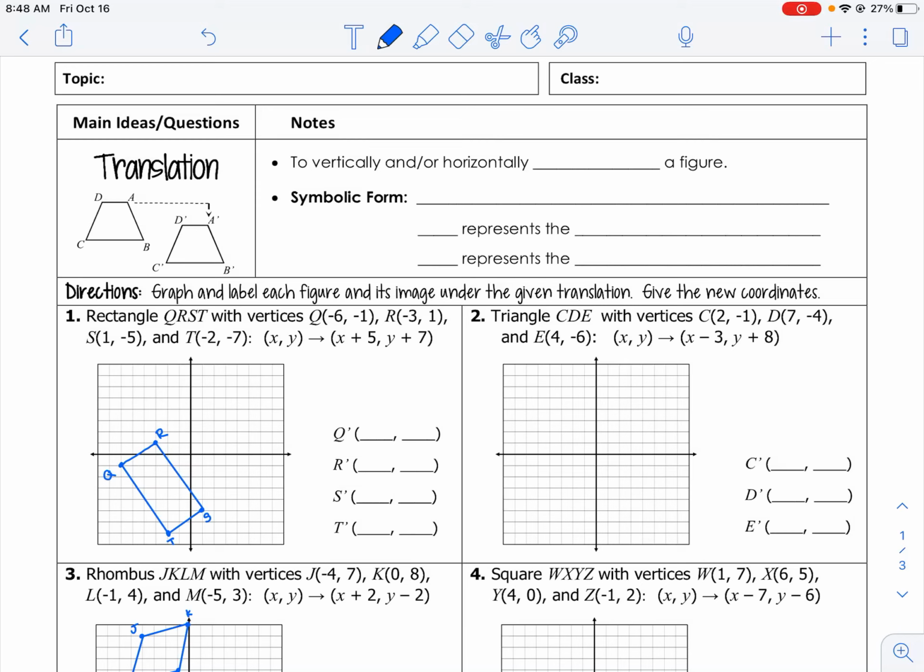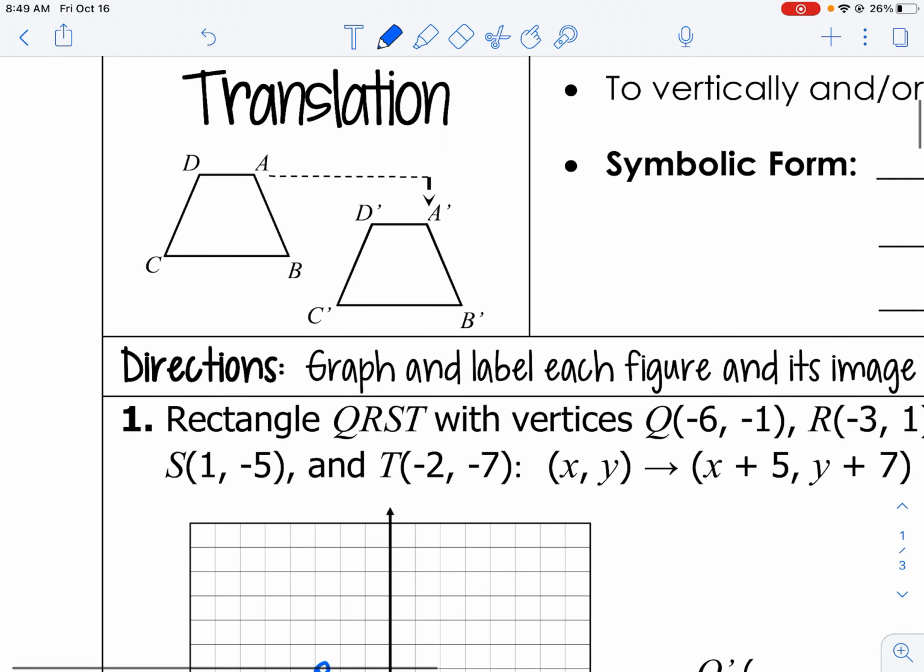Okay, so this transformation that we're going to be talking about today is translations. To translate something is to vertically and or horizontally slide a figure. In that picture right there, we're just moving our pre-image. ABCD is our pre-image, and then A prime, B prime, C prime, D prime is our image. We move that to the right and down.